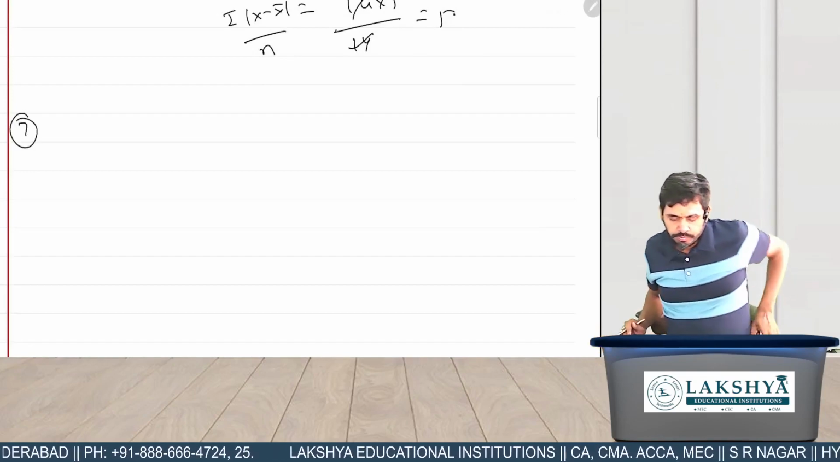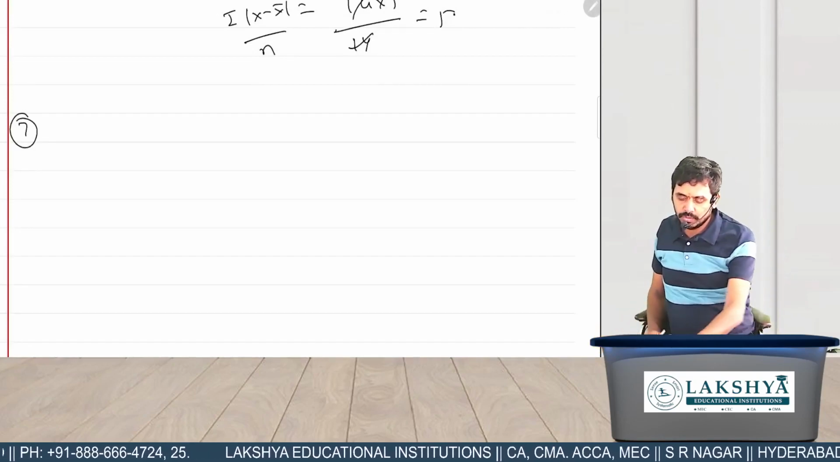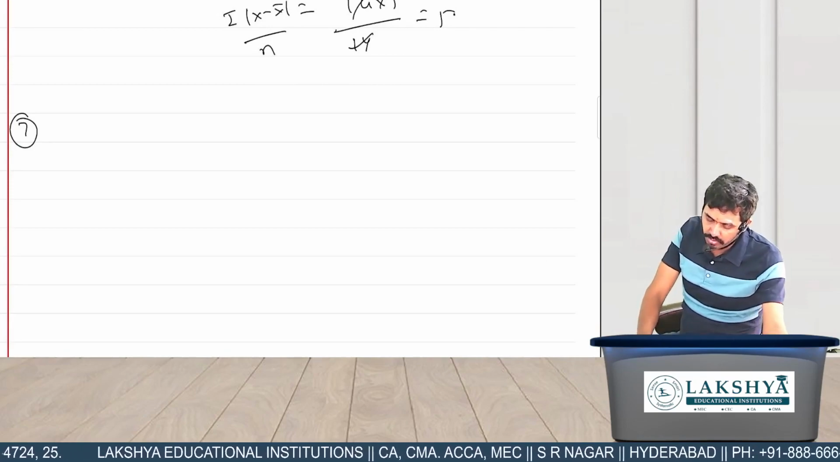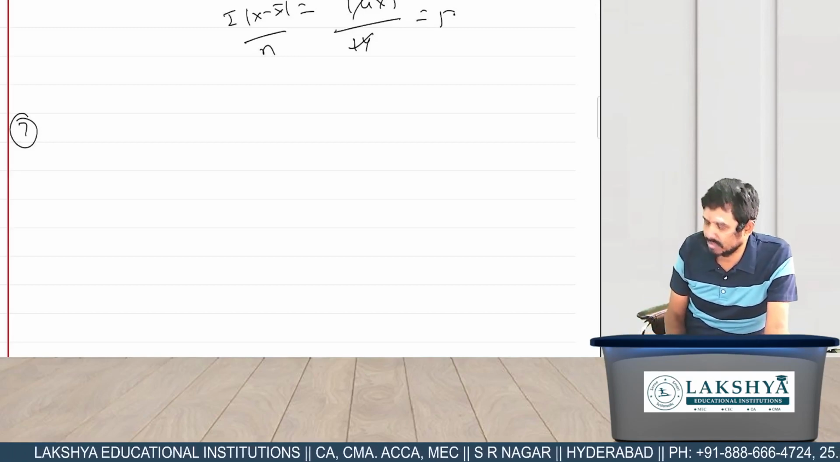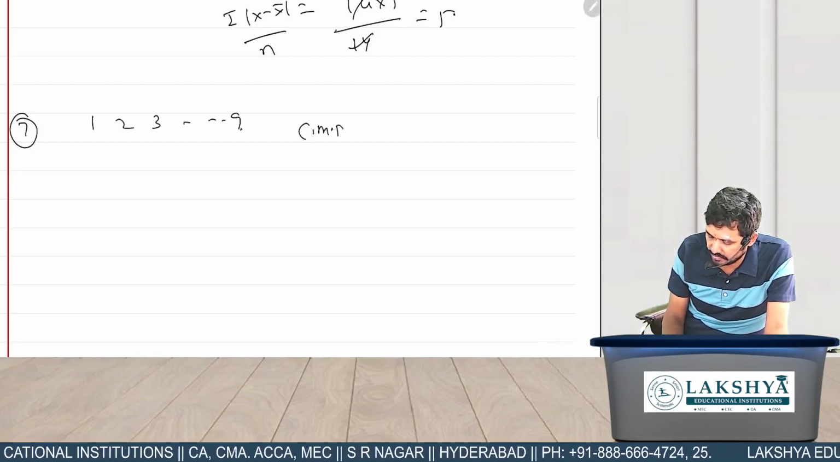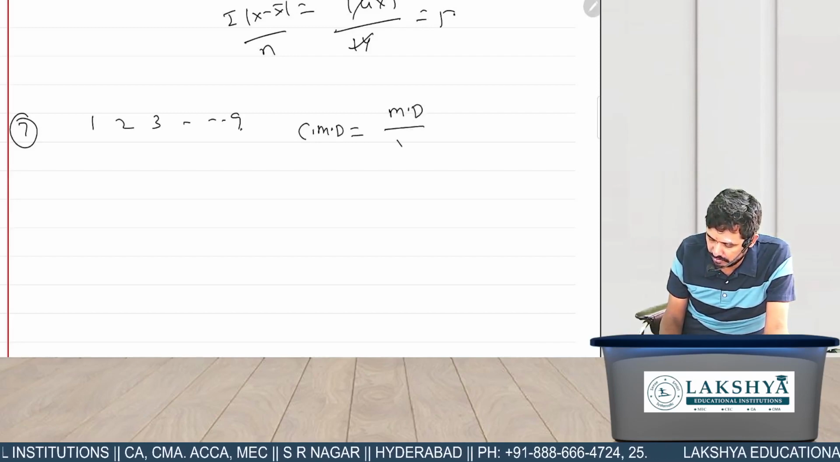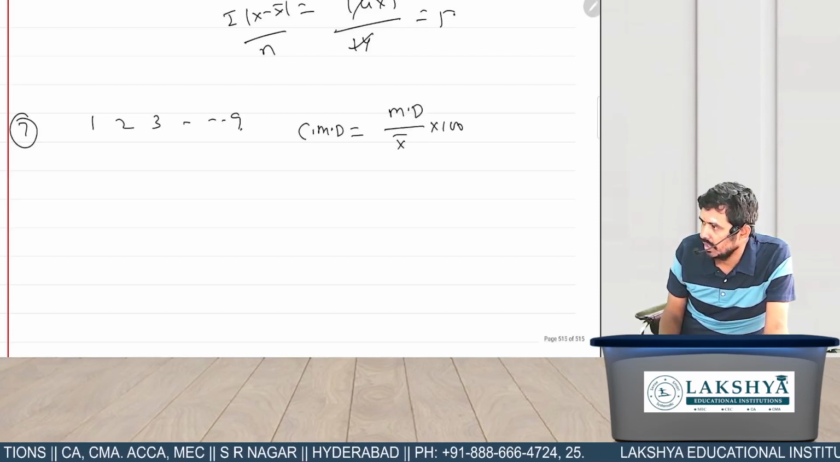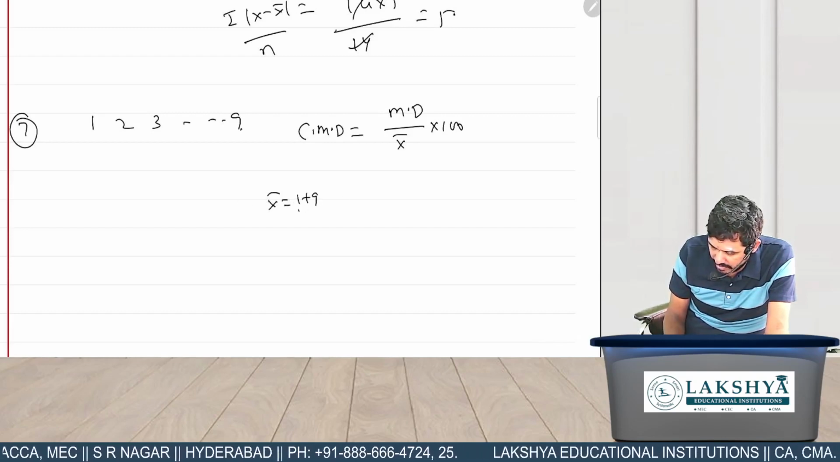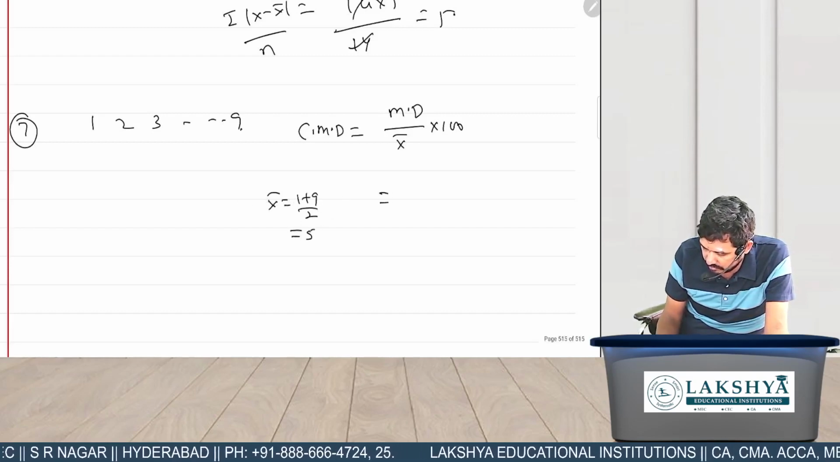Next 7. The coefficient of mean deviation about mean for the first 9 natural numbers, 1, 2, 3 and so on, 9 natural numbers. Coefficient of mean deviation formula: mean deviation by mean into 100. Arithmetic mean is 1 plus 9 by 2, which is equal to 5.